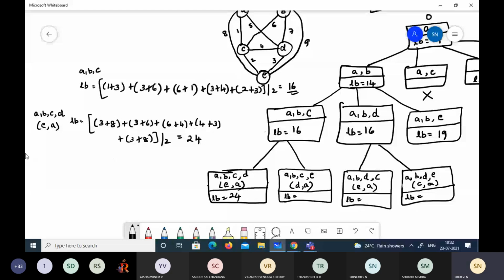Likewise for this, A, B, C, E, D and A. What is the lower bound for this? We have to go to B and D. This is a cycle. One path for B, which is fixed, and one more path for D. A to D, 5. A to B, sorry. Yeah, D to A, which is 5.